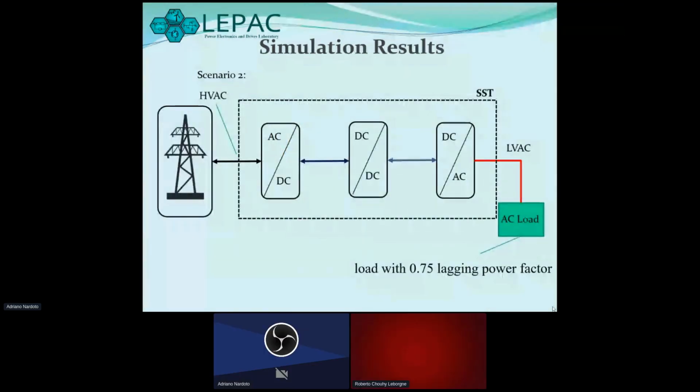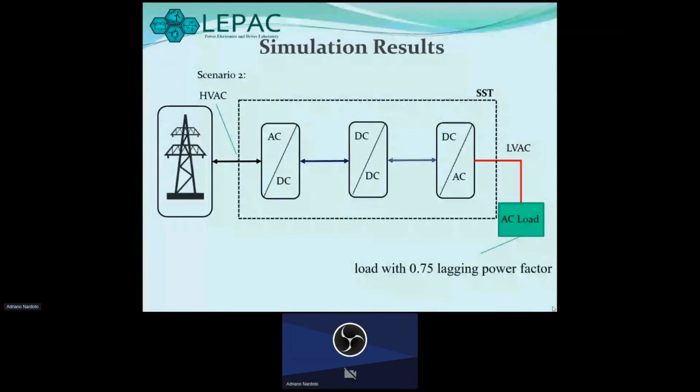Scenario 2. Scenario 2 analyzes the behavior of the power factor seen by the main grid when the load has an inductive characteristic. During the simulations, a 100 kVA load with 0.75 lagging power factor is considered at LVAC.